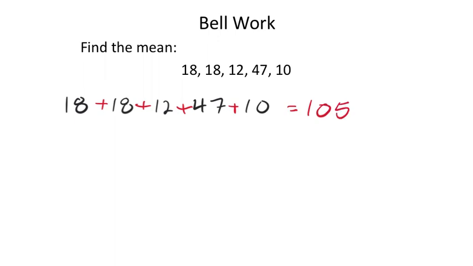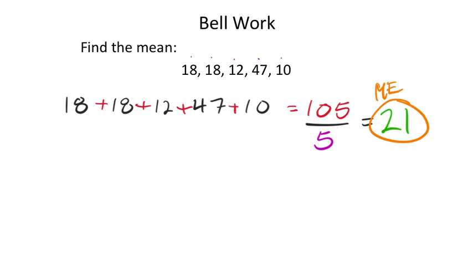Now, once we have the sum of the values, then we can simply take it and divide it by how many values there are. 1, 2, 3, 4, 5. Well, 5. And in my calculator, I do 105 divided by 5, and I get 21. That's my mean. That's as much as I need to do.